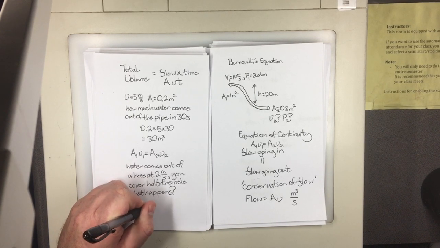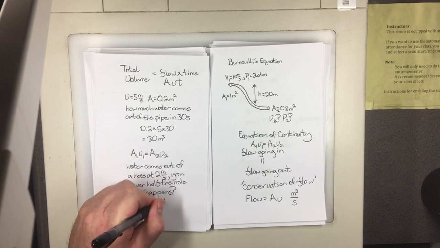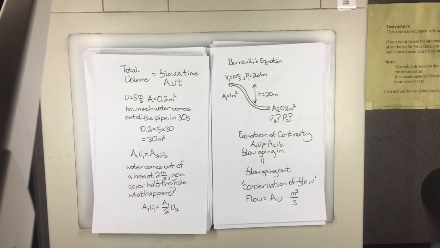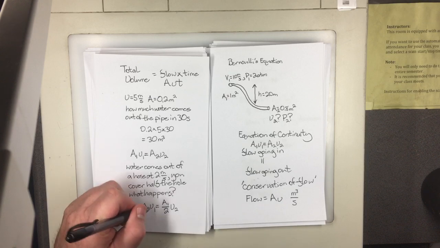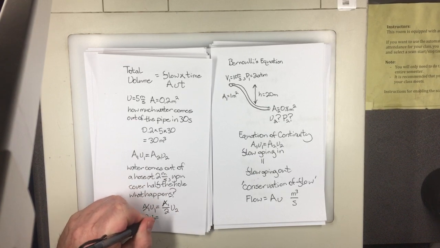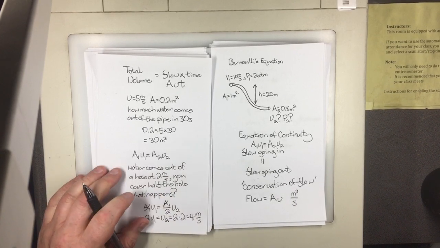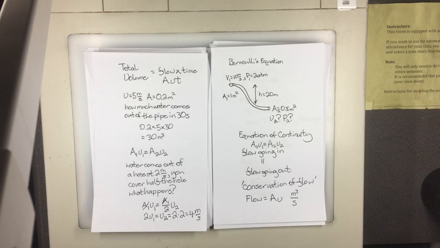So A1 V1 is equal to A1 over 2 V2. I said that the new area is half of the old area. Those cancel, and 2V1 is equal to V2, which is 2 times 2, or 4 meters per second. So by putting your finger over the hose, you've changed the area that it can come out of. There's still a finite amount of water going into that hose from the house. That same amount has to come out of that hose on the other end. You've closed half the area, so the velocity is going to shoot out faster.